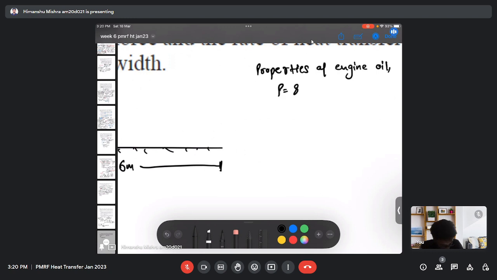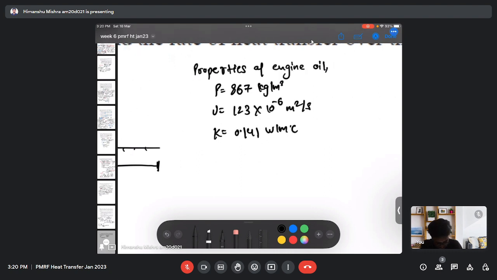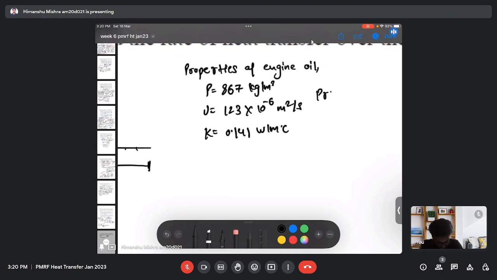So density is 867 kg per meter cube, and the kinematic viscosity will be 10 to the power minus 6 meter square per second. Thermal conductivity is 0.141 watt per meter Celsius, and the Prandtl number will be 1505.